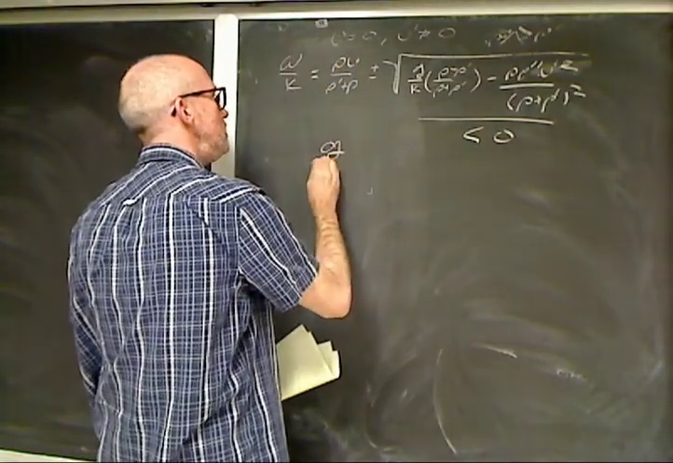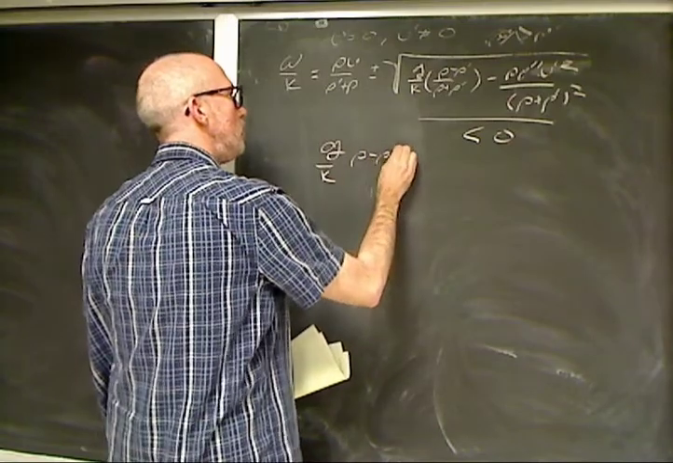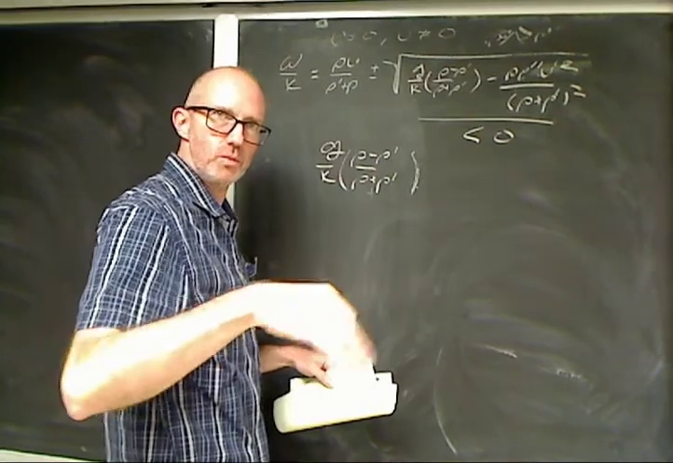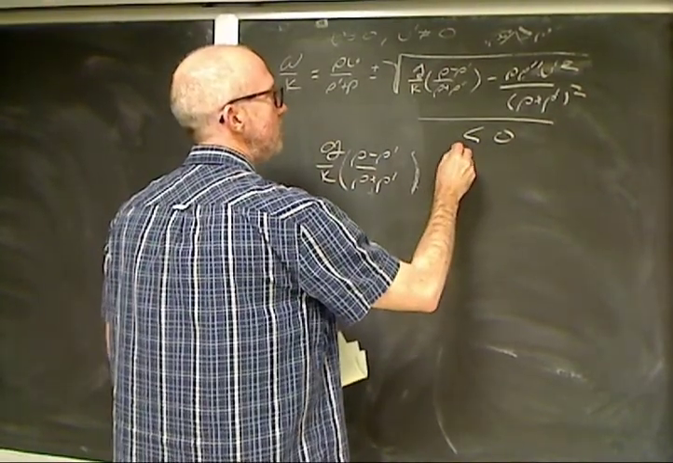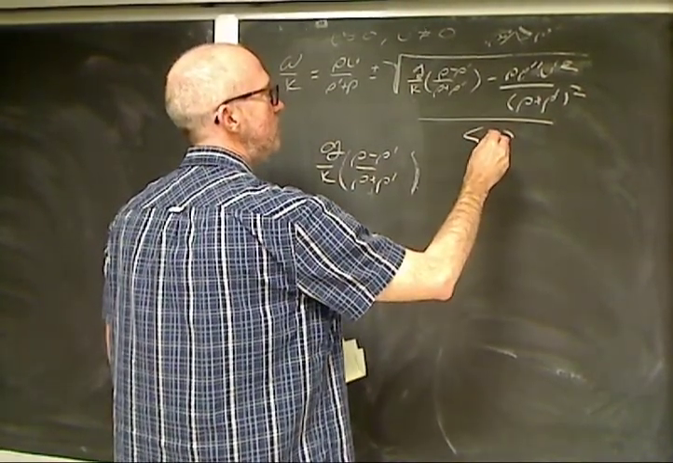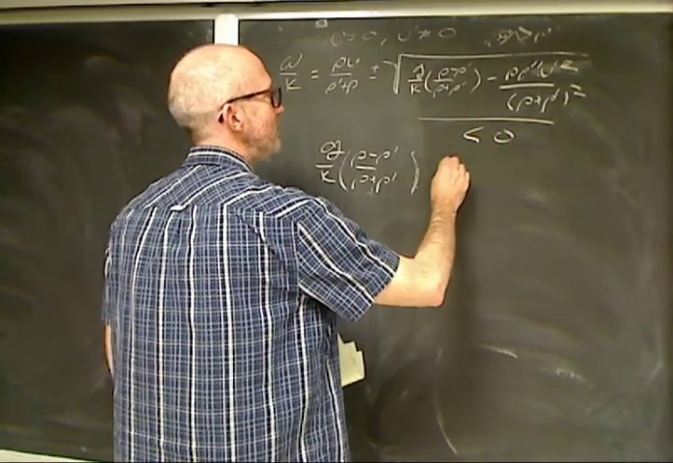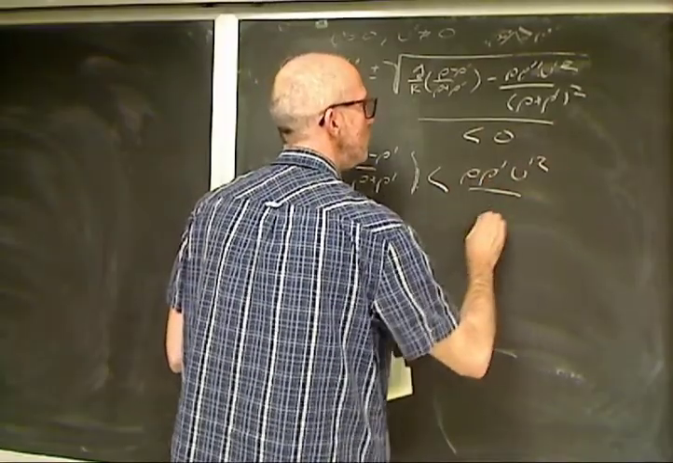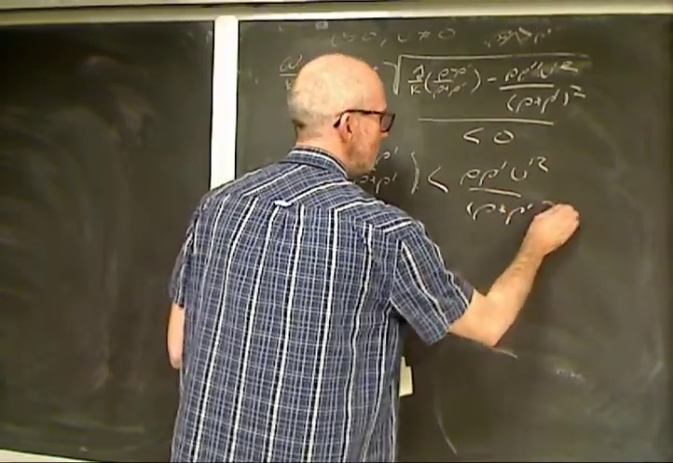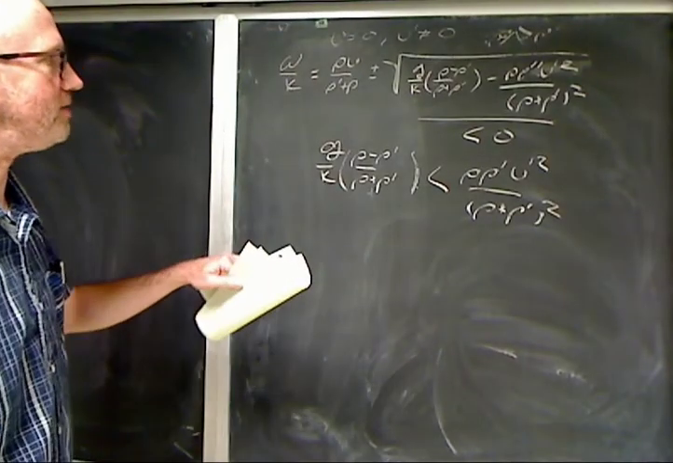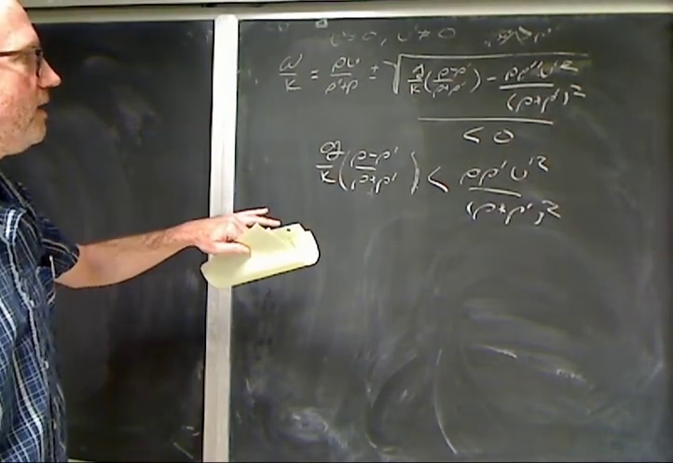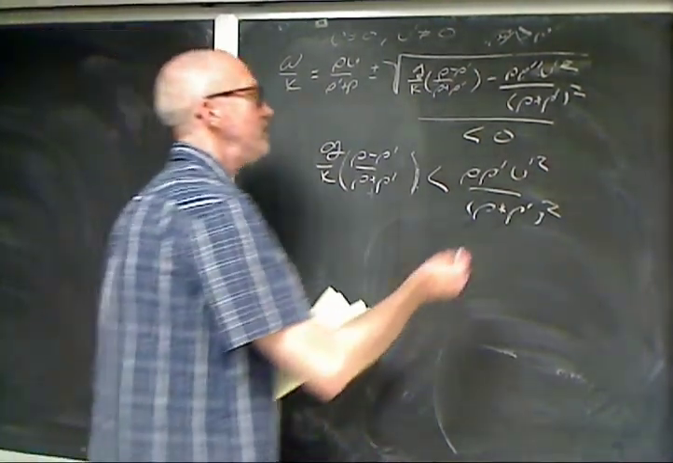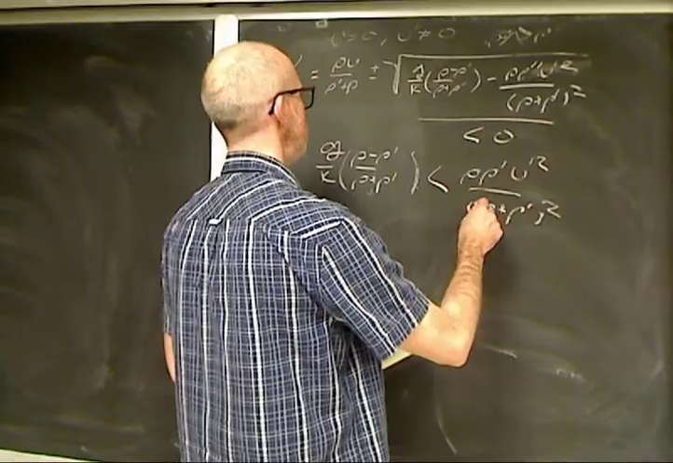So that says that g over k, rho minus rho prime over rho plus rho prime, this is the bit that goes like the surface waves, has got to be, sorry, I can't algebra, less than rho prime u prime squared over rho plus rho prime squared. Okay, so that's kind of gnarly, but whatever. So this gives me a velocity. We can simplify this. I don't know if there's much point in simplifying that.